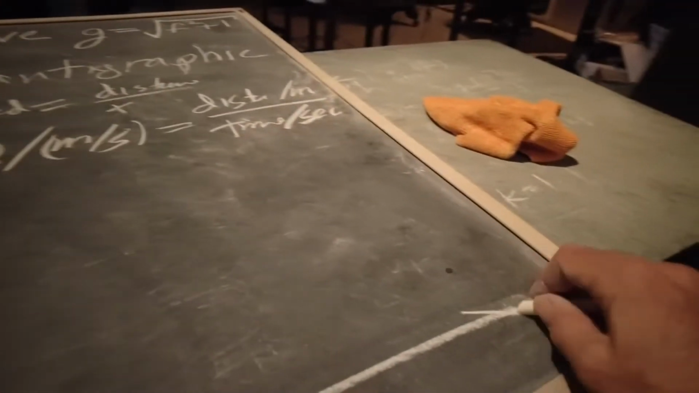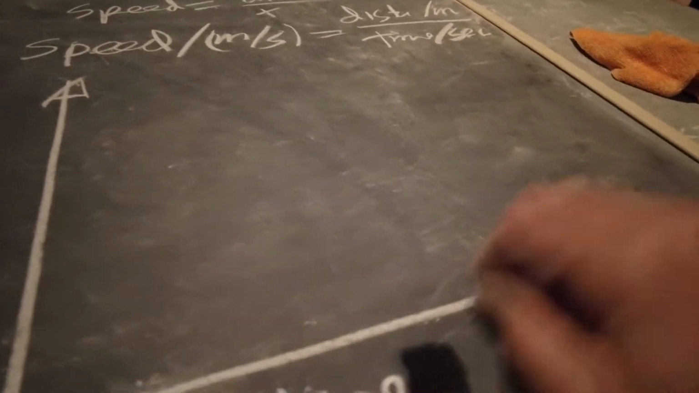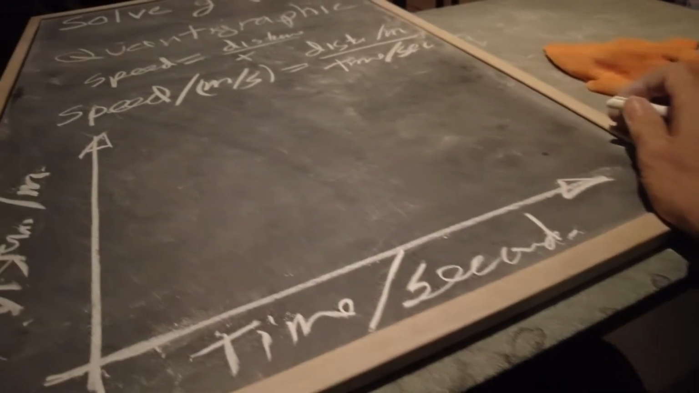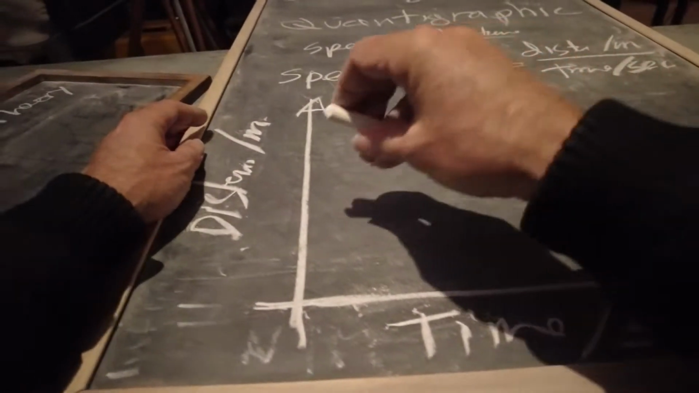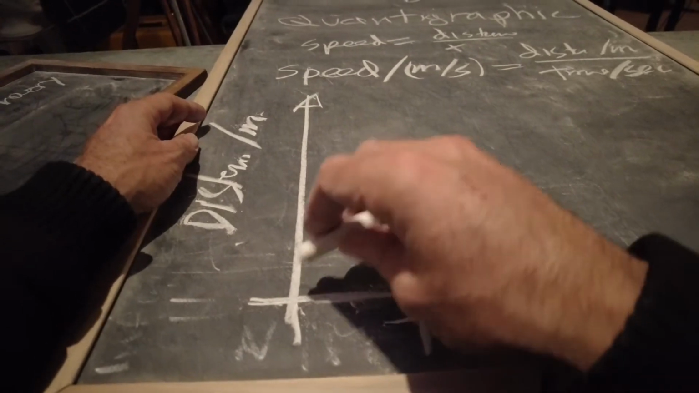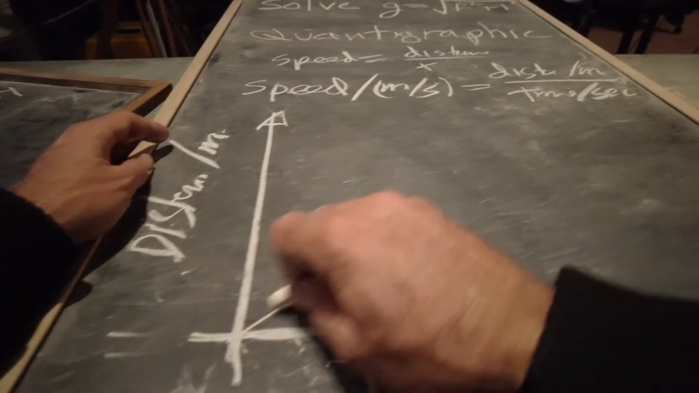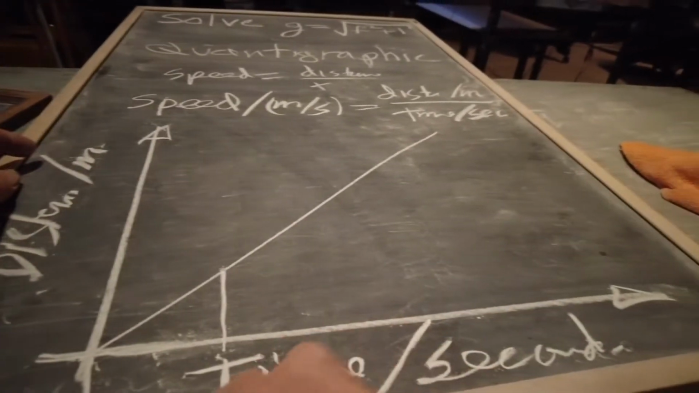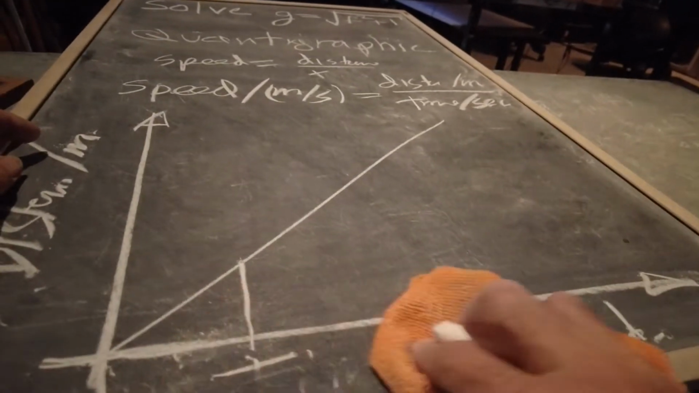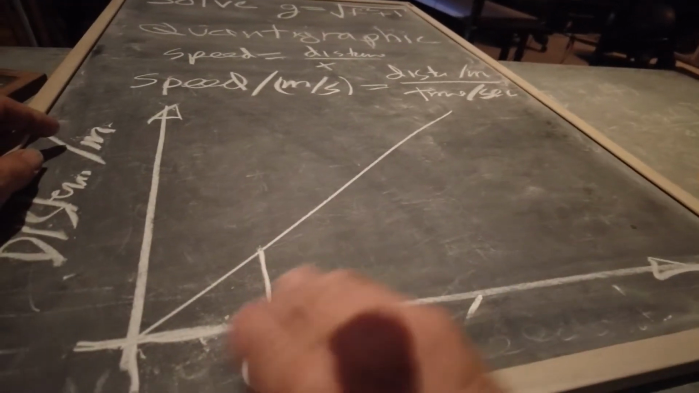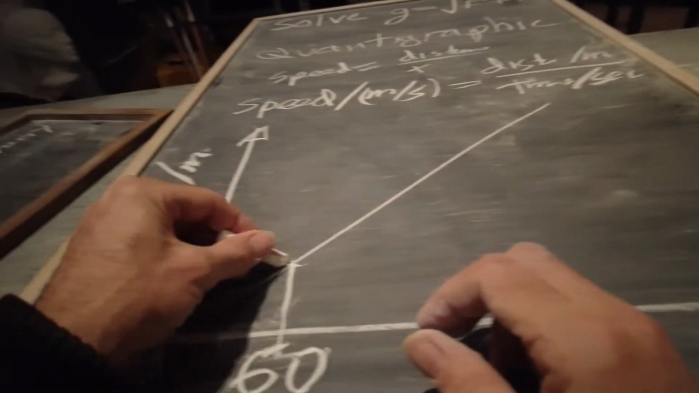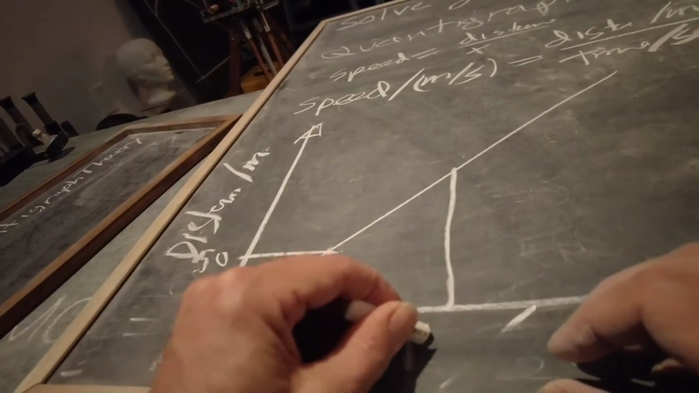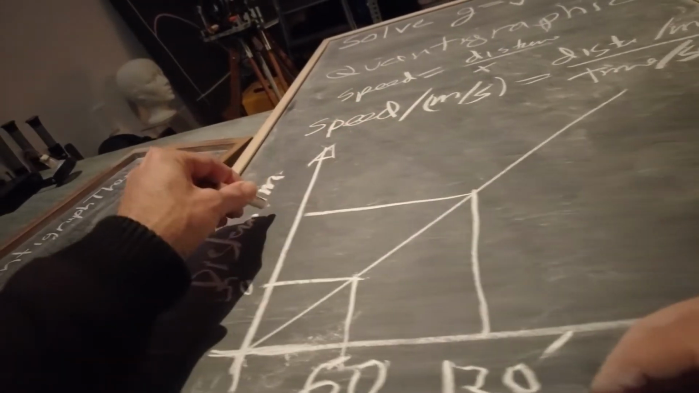And if we write over here time per second, then we write those out. Distance per meter divided by time per second. So you're going to have a line here of a certain slope, and when the time is 1 minute, if it was by second, then this axis would be 60, and over here 60 seconds gives you 50 meters, and then 120 seconds gives you 100 meters, and so on.